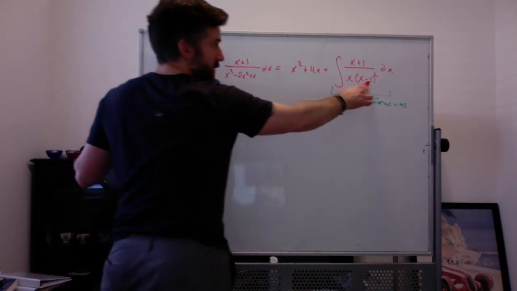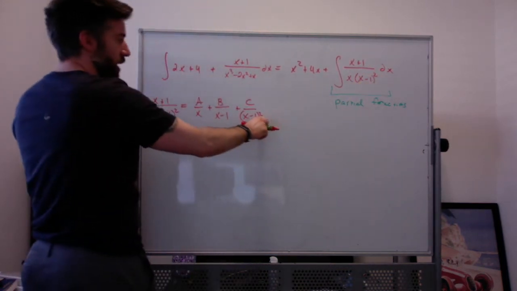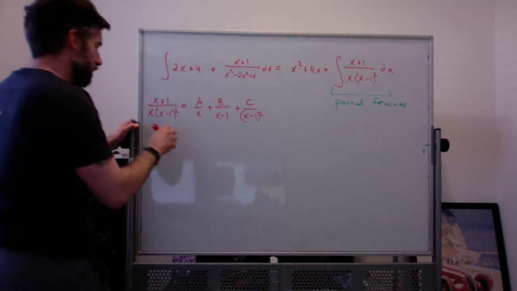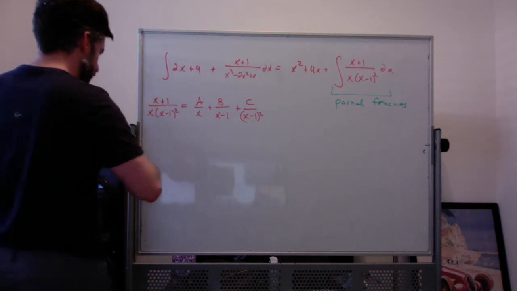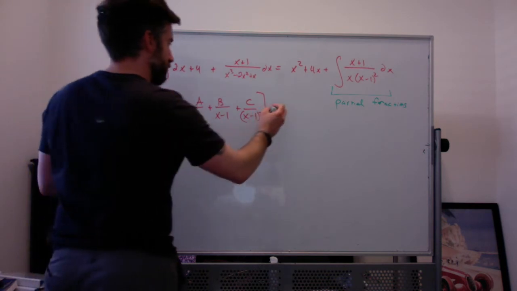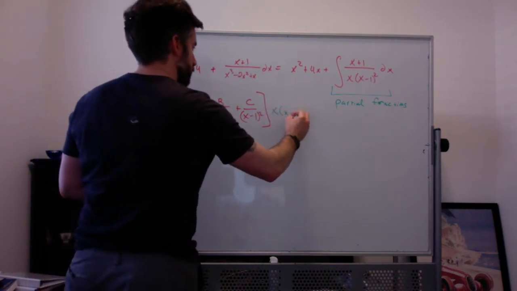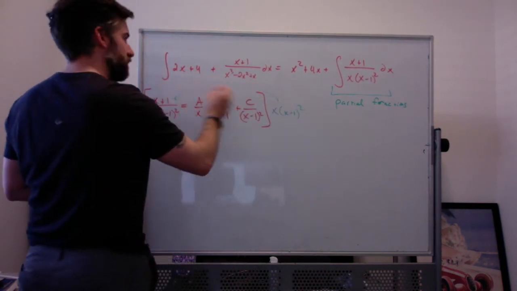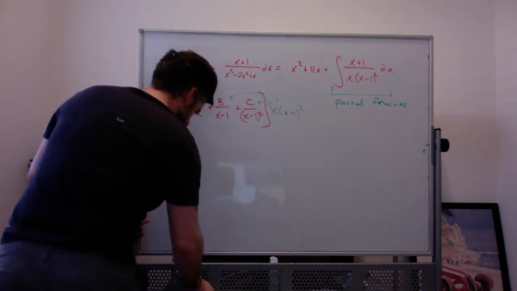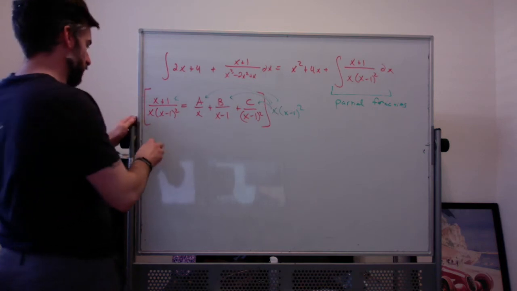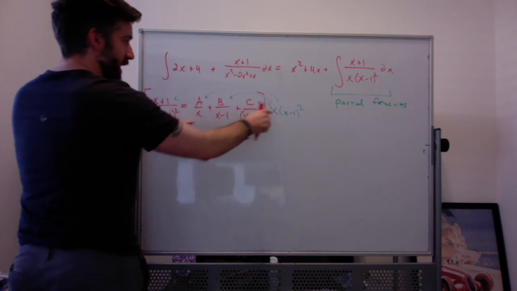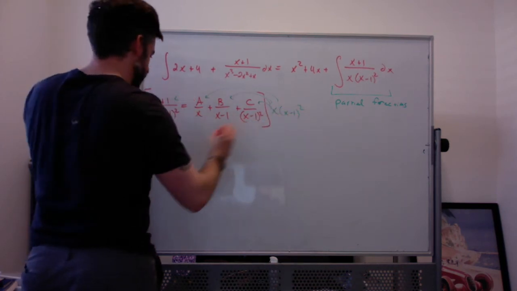Remember, when you have a repeated factor with a higher power, you mean that power and all the lower powers of it, so the first power in this case. And then we're going to multiply both sides by the common denominator. So I'm going to multiply everything by x times x minus 1 squared. That's going to multiply this, and this, and this, and this. When you multiply by the thing on the left, you just get the numerator, x plus 1. And we multiply this times this, the x's cancel, and you're left with a times just x minus 1 squared.